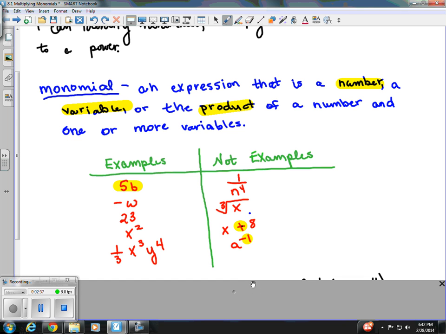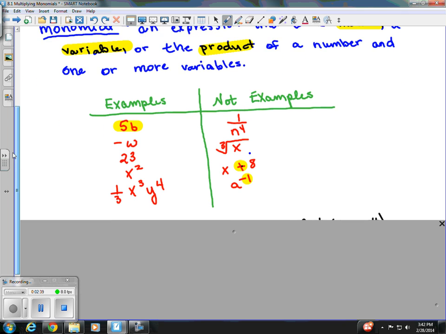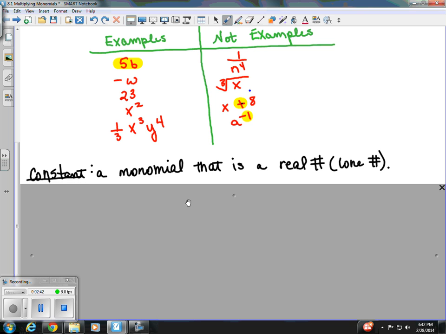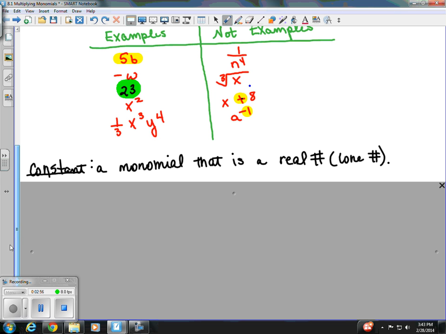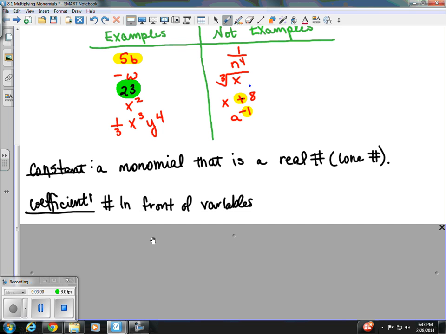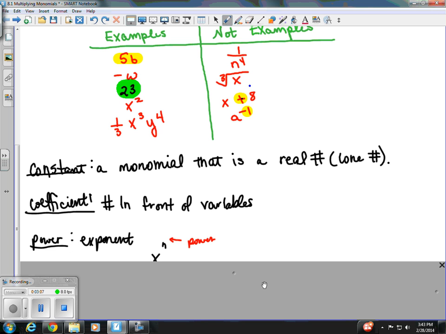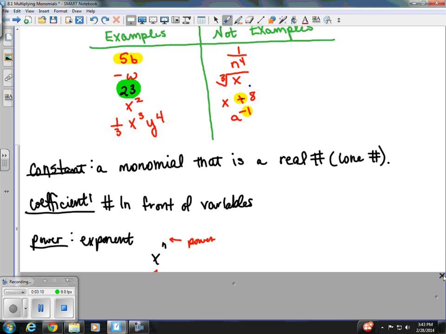Now we just need to refresh and go over some terms, to make sure we all remember them. The first one is a constant. A constant is a monomial that's just a real number. It's a lone number by itself. So up here in our examples, it would be the 23. That would be considered a constant because it's just a number, no variable, it's not going to change. Our next one is coefficient. A coefficient is the number in front of the variables. And our last one is power. Power is just your exponent.